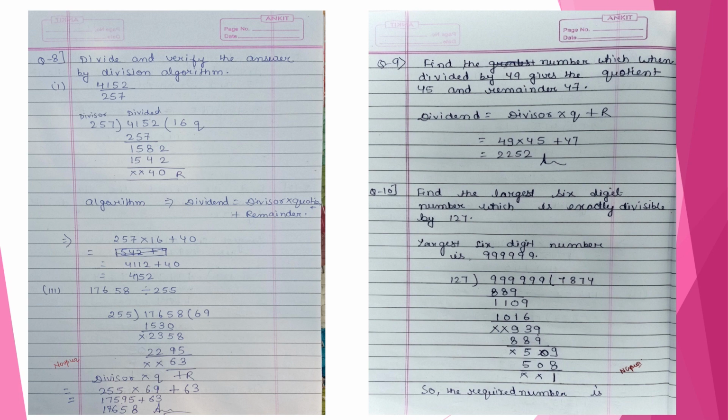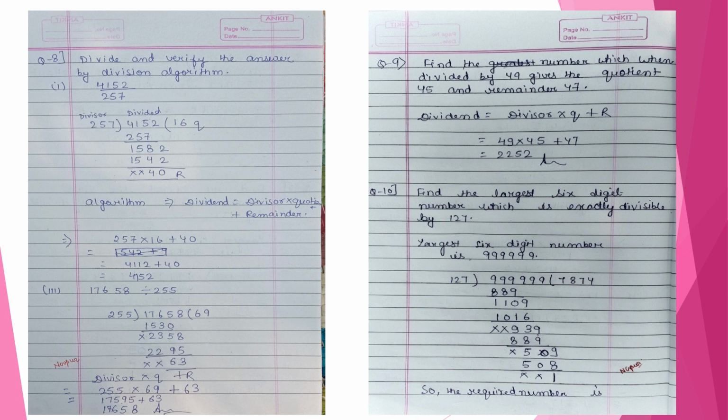Now question number 8. Divide and verify the answer by division algorithm. In division algorithm, we have already studied that we have to prove dividend is equal to divisor into quotient plus remainder. So for your convenience, I am solving the first part where I have mentioned the divisor, dividend, quotient and remainder. So first part is 452 divided by 257.